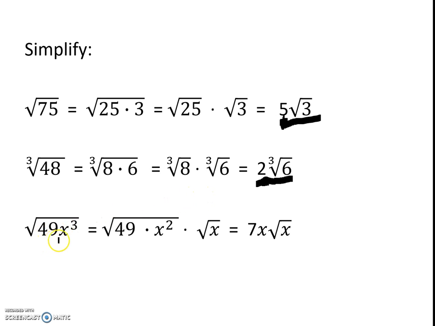The square root of 49x cubed can be written as the square root of 49x squared times the square root of x. We know the square root of 49 is 7. And we know the square root of x squared is x. And we still have that times the square root of x. So our answer is 7x times the square root of x.